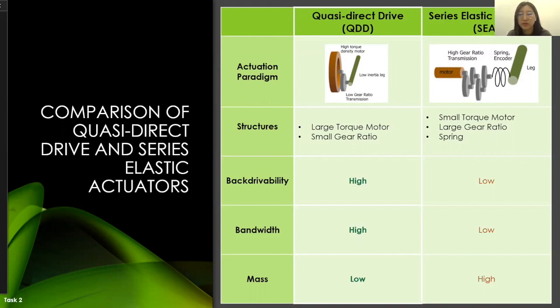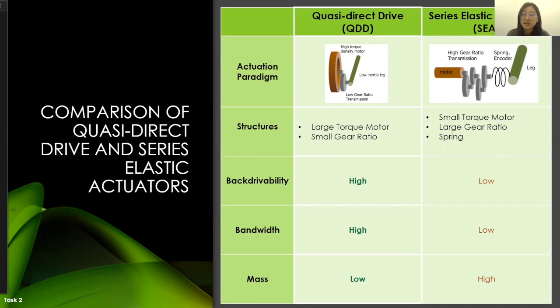The quasi-direct drive has a large torque motor and also a small gear ratio. The back drivability and the bandwidth are high in quasi-direct drive, and the weight of the quasi-direct drive is lower than the series elastic actuator.